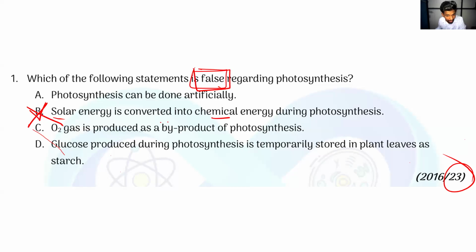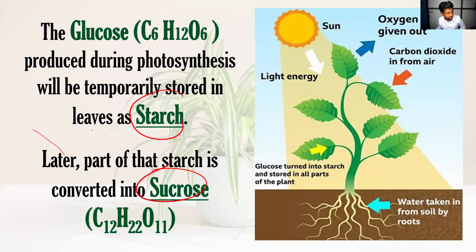Oxygen is produced as a byproduct. That is correct, right? Now, as I mentioned, oxygen is the byproduct and glucose is the main product. So that is correct, and therefore not the answer, because they are asking for the false statement. And D, the glucose that is produced during photosynthesis is temporarily stored as starch. Now we'll discuss that one, right?